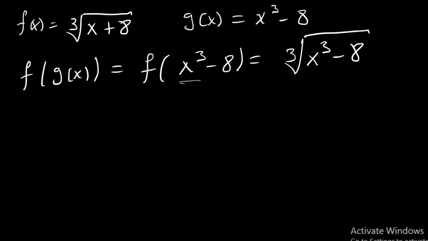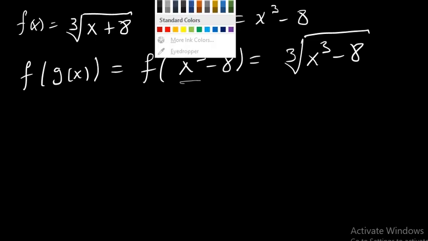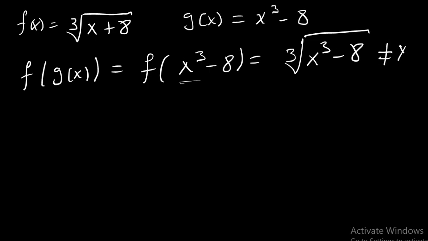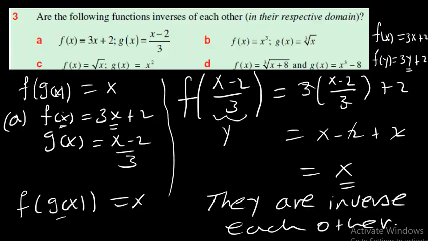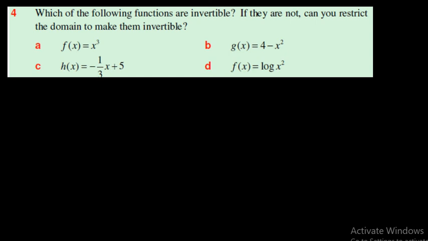So this result is not the same as x. Therefore, f inverse is not the same as g, or g inverse is not the same as f. So this one doesn't work. So these are the question number 3. All we are asked is to check whether the two functions are inverse of each other or not. What we were doing, we were composing them. When we compose, if the final result becomes x, we can say they are inverse of each other, otherwise they are not. Okay, let's go to question number 4.